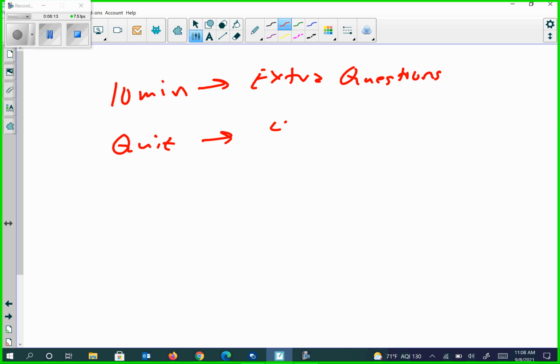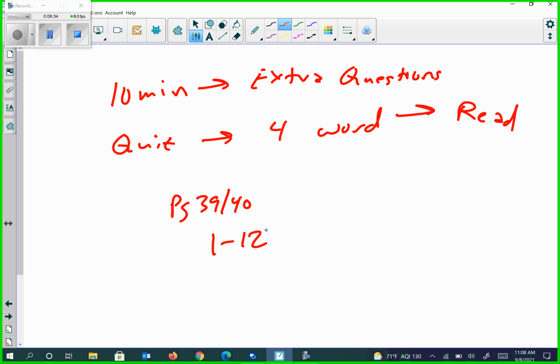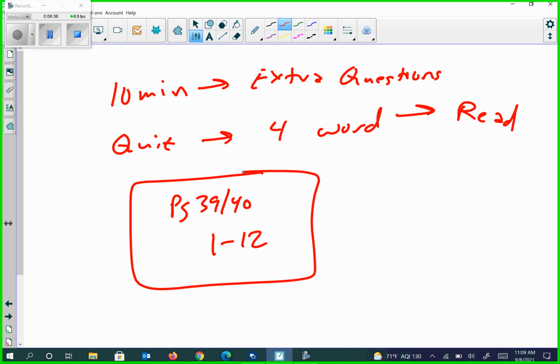And the quiz will have 4 word problems that I will read and kind of highlight things. But I will read it out loud to you multiple times, and then you have to figure it out. Okay, but I'd like you to work on pages 39 and 40. This is not free time. You're expected to work. I would like you to do questions 1 through 12. I'm happy to help you with any questions you have, but it's not free time.